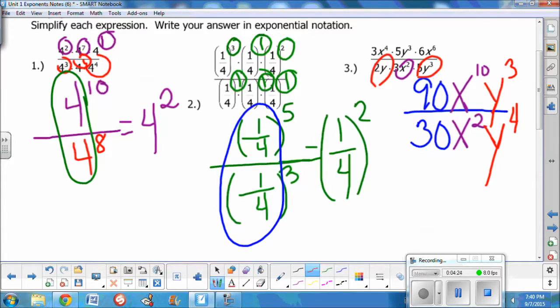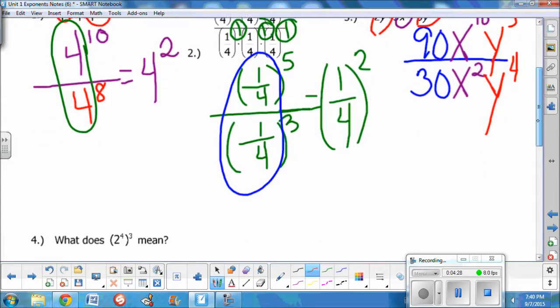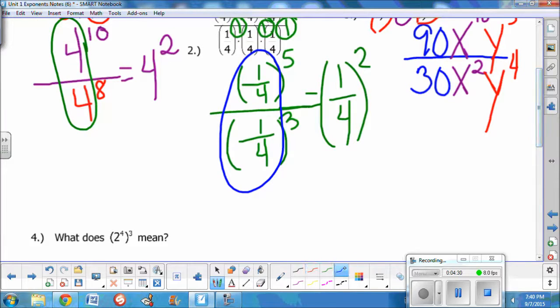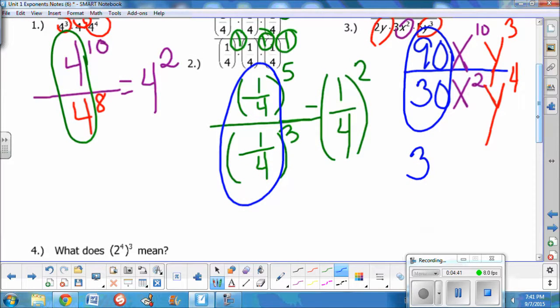But we're not done, because now we have a division problem that we need to finish up. So we take those two whole numbers. What's 90 divided by 30? And that's 3. And then take the x's, because those are our like bases. X to the 10th divided by x squared. And you divide, subtract exponents. Always say those rules over in your head. Gives me x to the 8th.